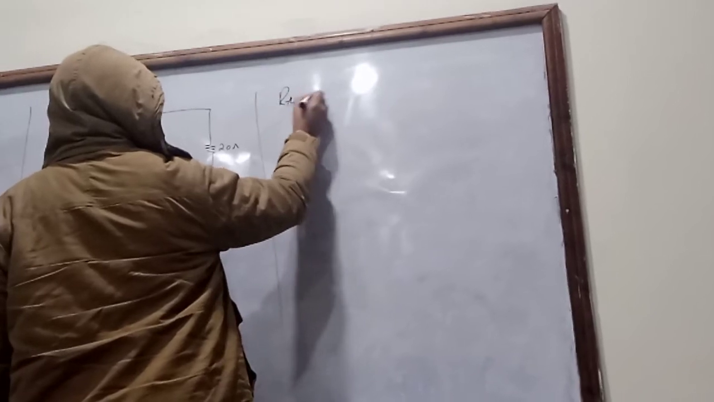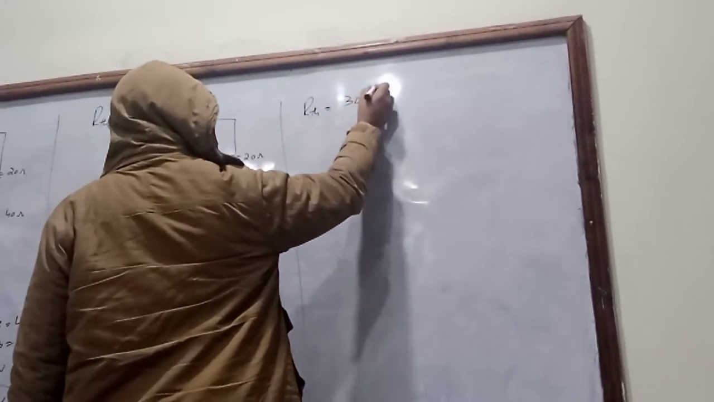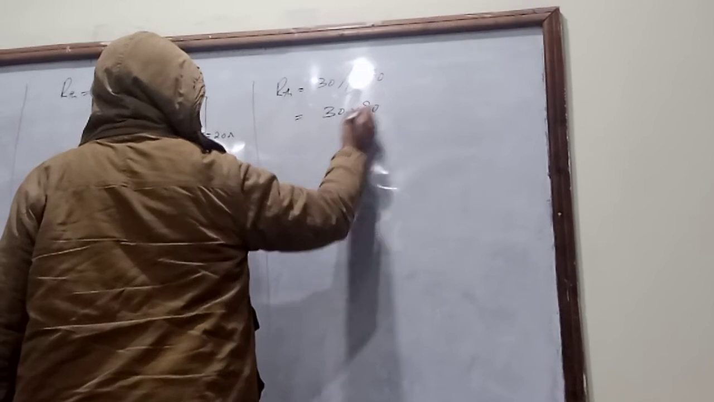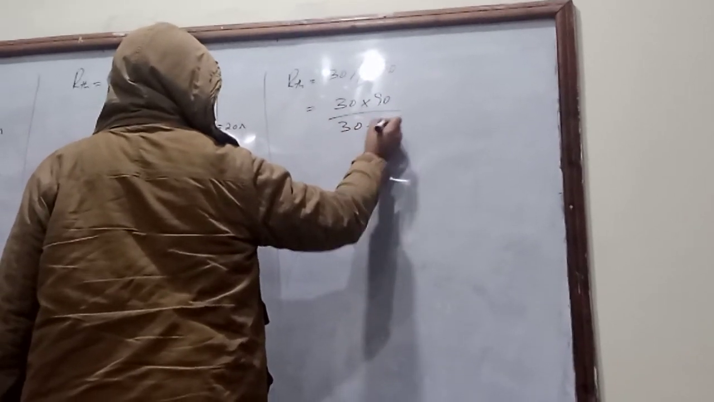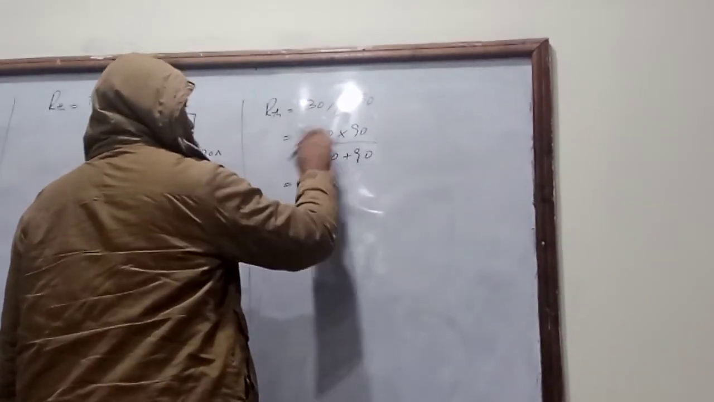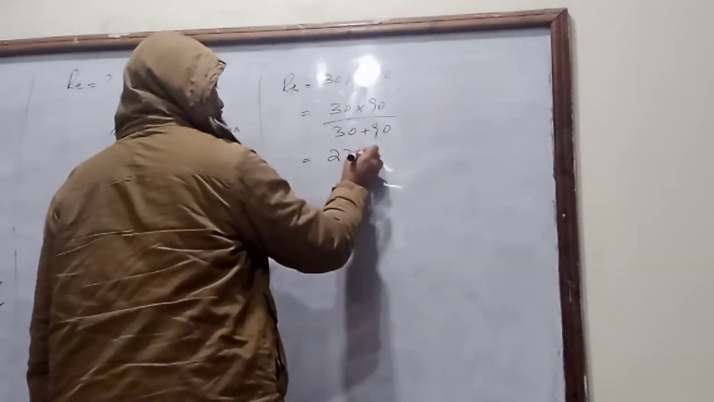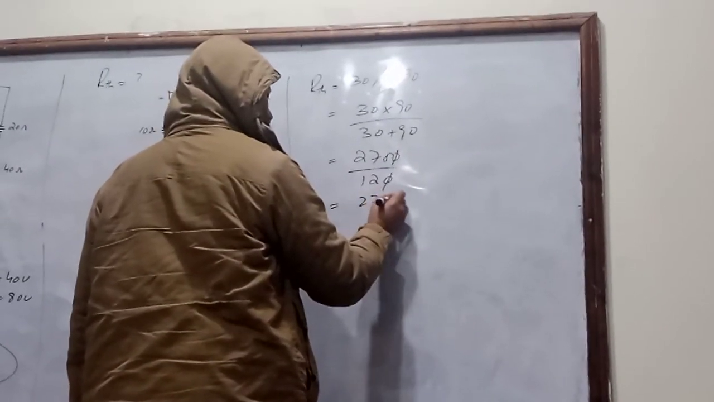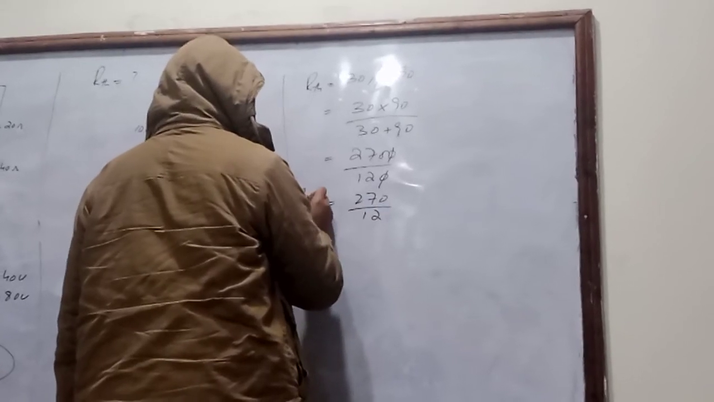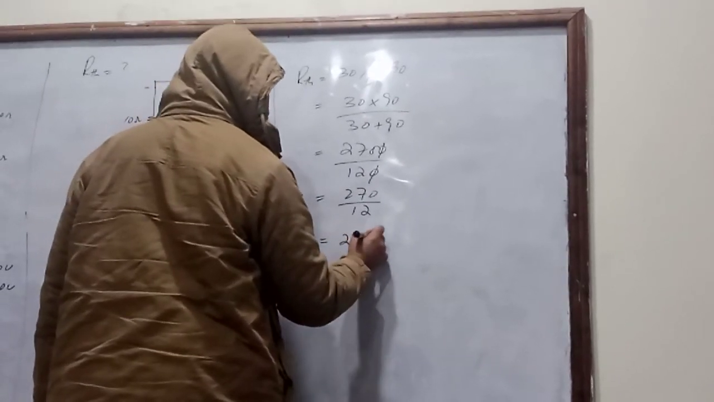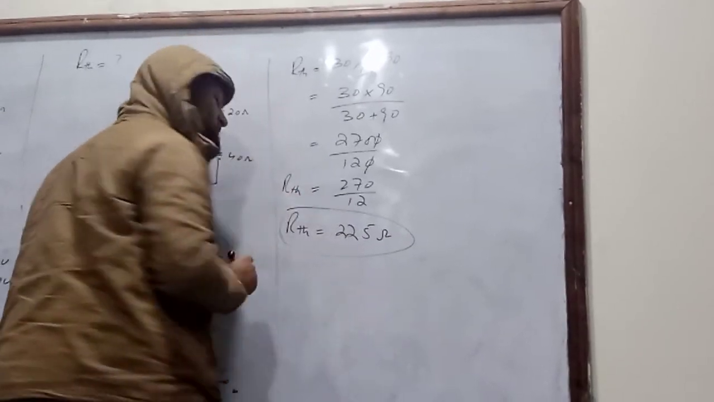So R or R Thevenin is equal to 30 parallel to 90. So that is 30 into 90 divided by 30 plus 90. Sir ji, you wrote 10, it is 90. So 120. So how much is this one? 270 divided by 12, 22.5. Was that correct? Yes.